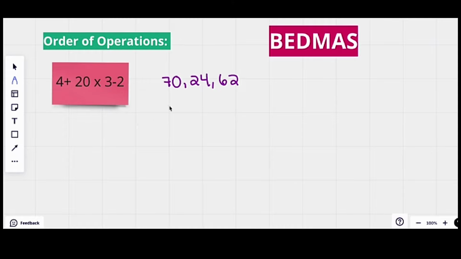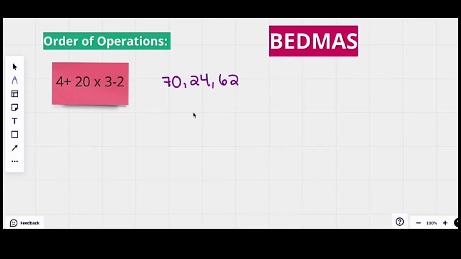If we start with the addition, we get an answer. If we start with the subtraction, we get an answer. If we start with the multiplication, we get a different answer. So technically, if you have three people do this question and three people do it differently, one person may end up with a 70, another person may end up with a 24, another person may get a 62, and not all of these are correct. There's only one right answer.